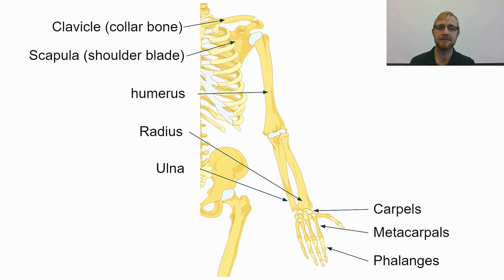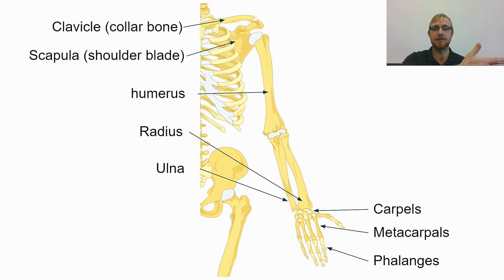Looking at the arms and shoulder now, we have the clavicle, also called the collarbone, sits right in here and goes across to the top of the shoulder. We have the scapula or shoulder blade, which sits on the back of your torso, on the posterior. We have the humerus, which is the bone in the upper arm. And then in the lower arm, you can see we have the radius and the ulna.